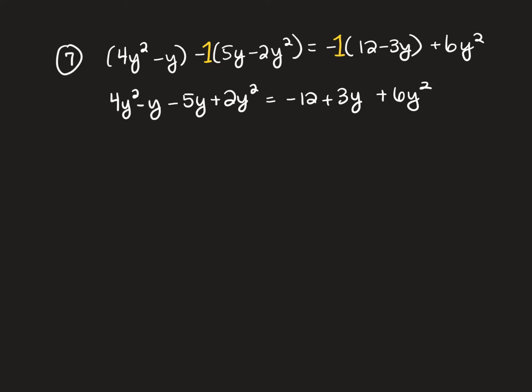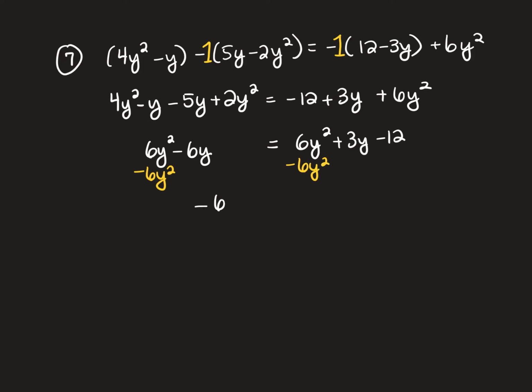And then take a second, clean it up a little bit. So on the left side, I'll have 6y squared minus 6y. On the right side, I'm going to have 6y squared plus 3y minus 12. You'll notice I like to write things with the exponents in descending order. And then if I subtract 6y squared from both sides, this just becomes a linear equation. So we have negative 6y equals 3y minus 12. And I'm going to let you take it from there.